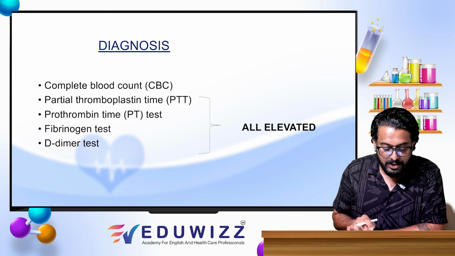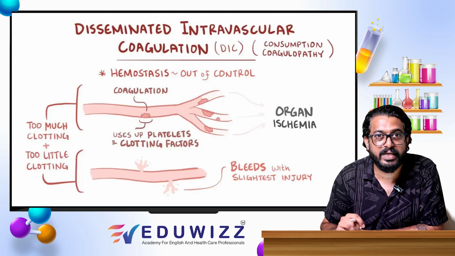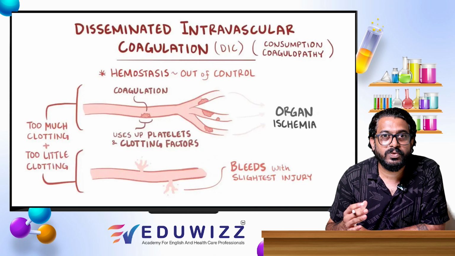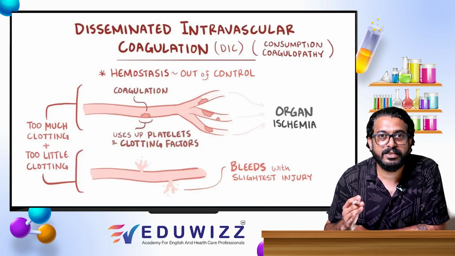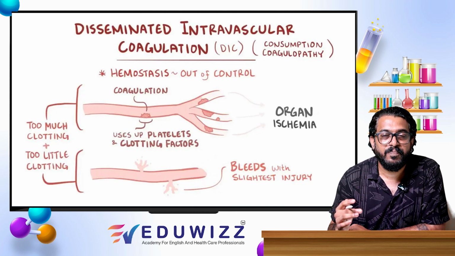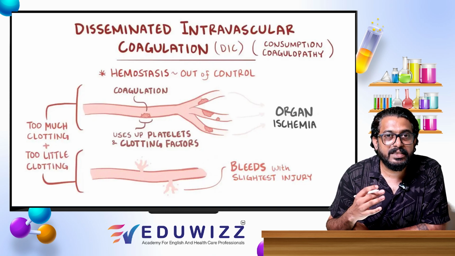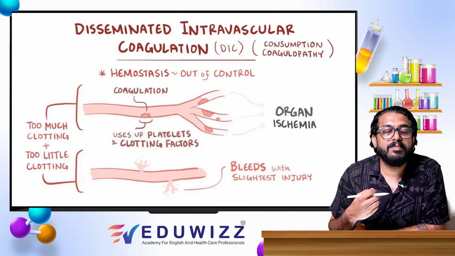So I will repeat in short all these things. So DIC means disseminated intravascular coagulation, which means there is widespread clotting in the blood vessels. How does this occur? Because of the overactivity of the proteins which help in clotting. So whenever an injury occurs, these proteins become overactive, and as a result they form large clots everywhere in the blood vessels, which results in tissue ischemia and organ failure. So as the body uses all these clotting factors including platelets, it results in hemorrhage later.